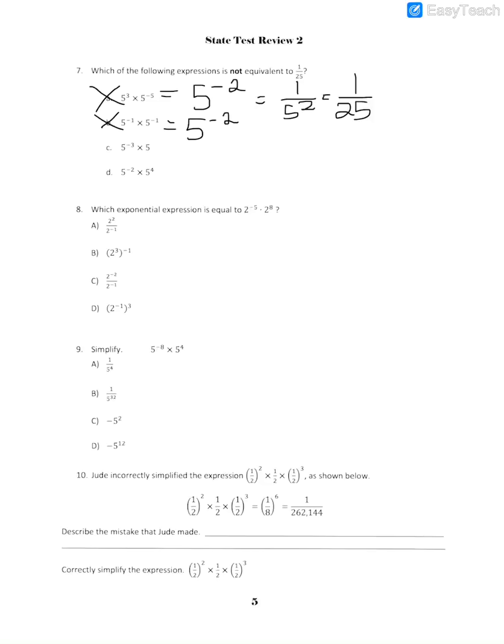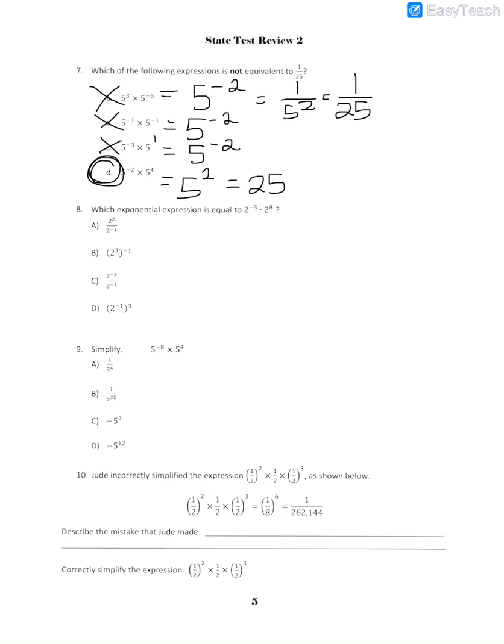Okay, on C, let's remember that the 5 has an invisible 1. So when I add these, -3 plus 1, I get -2, same as A and B, so that's also correct. And then D should be the answer, but let's just double check. Negative 2 plus 4 gives me positive 2. So that's the answer because it does not equal 1 over 25.